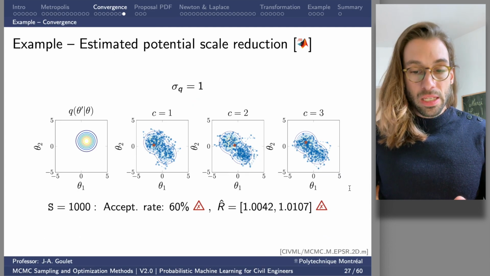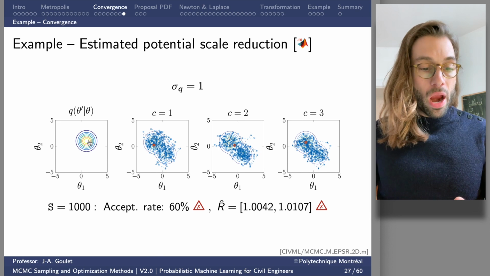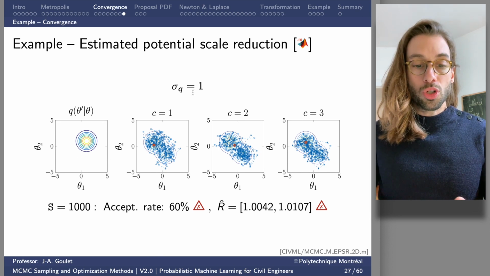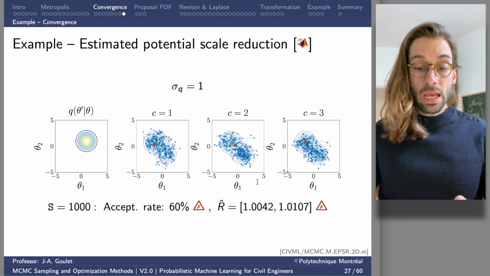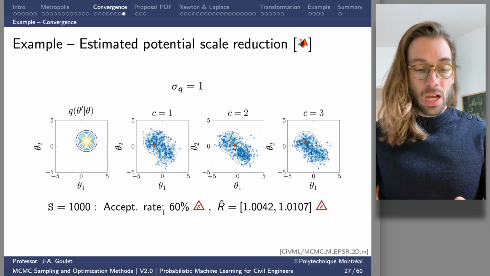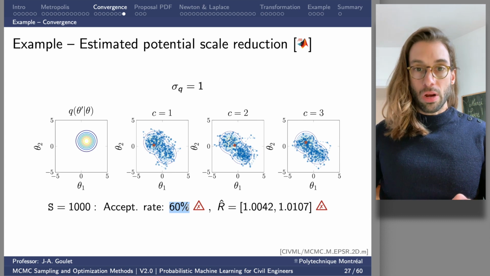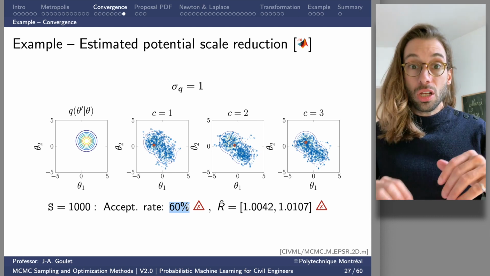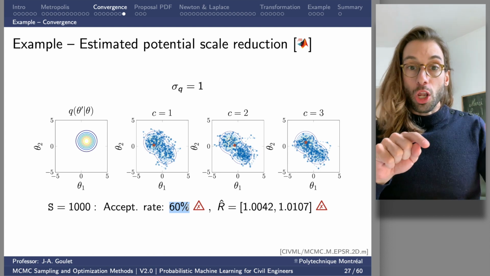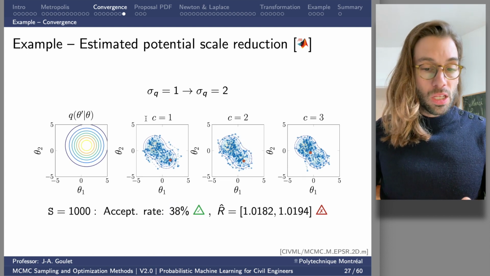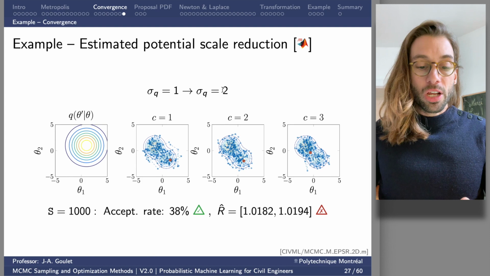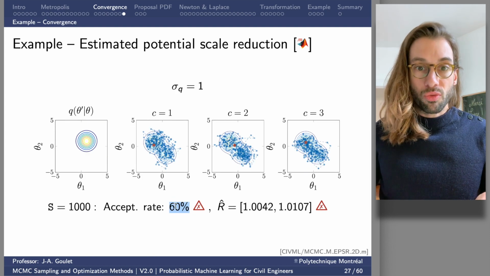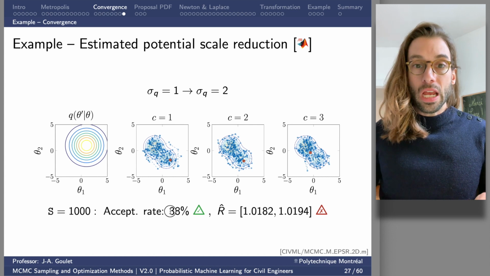So this is the same example we've seen before, where the standard deviation of my proposal distribution was 1. Okay, so I reached this value for EPSR, this value for acceptance rate. And now what I'm going to do is increase the standard deviation, meaning I'm going to do larger steps. So instead of having a value of 1, I'm going to have a value of 2. So now we see that the acceptance rate went from 60% to 38%.